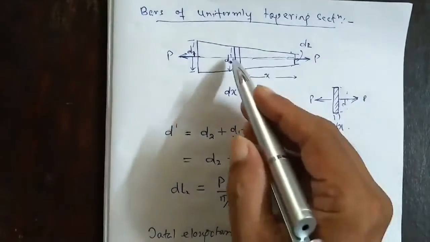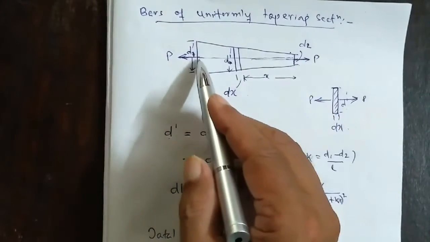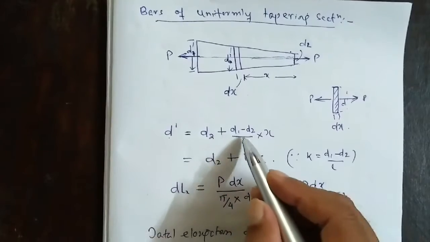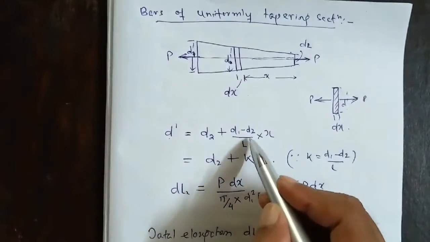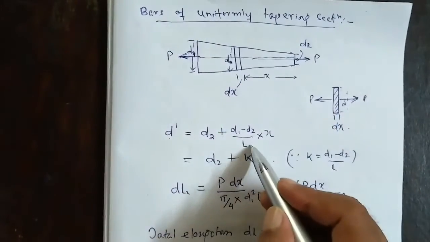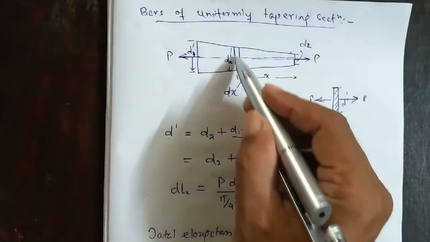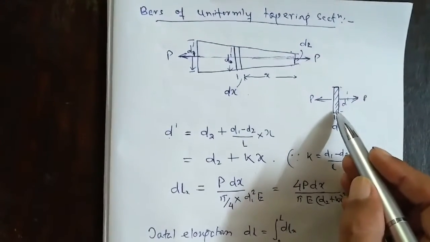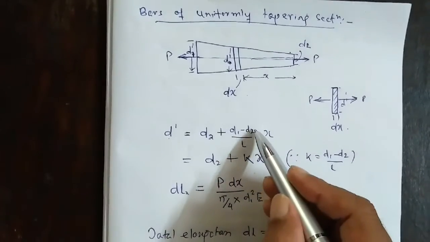So let us first find what d dash is. D dash will be more than d2 but less than d1. So d2 plus the change between d1 and d2 over the whole length, multiplied with the distance x. If d2 is added with this, the d dash can be found out. So d dash, which is the diameter of the thin element, is d2 plus this much.